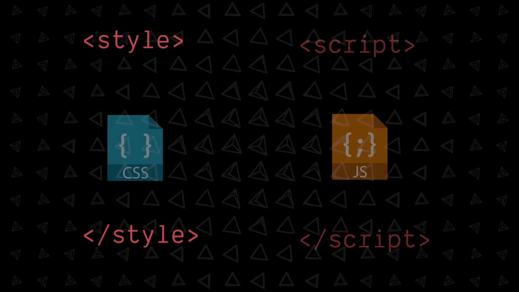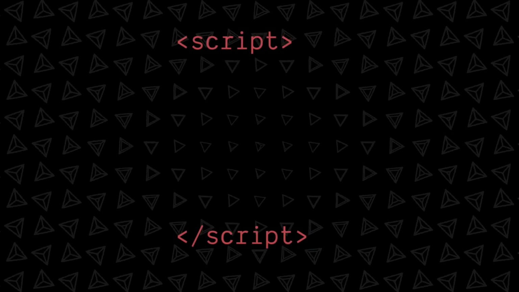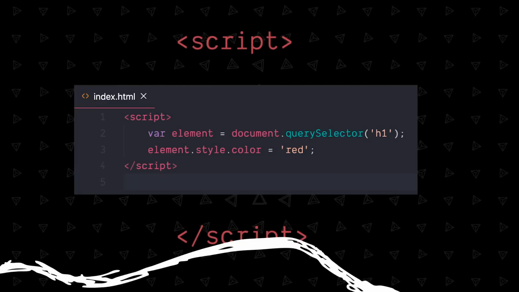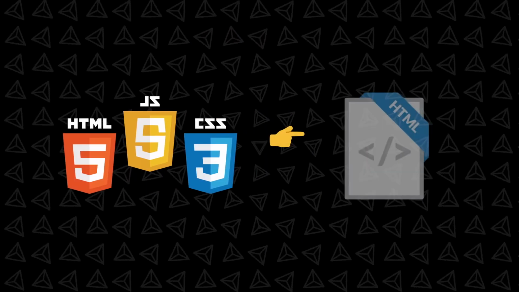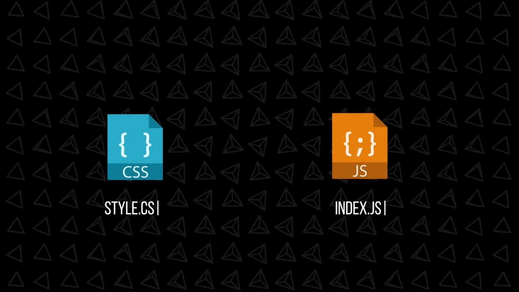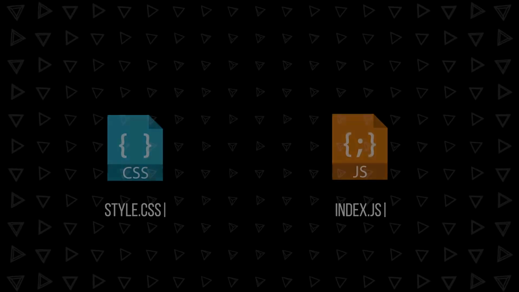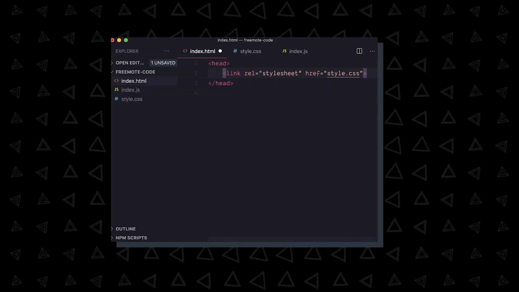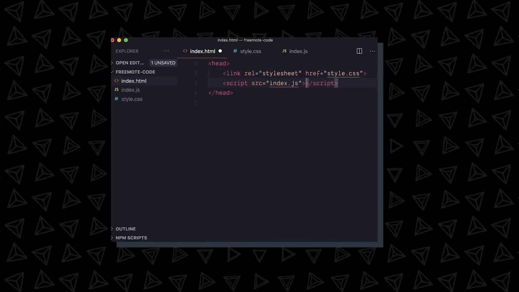Inside style, CSS, and script, you guessed it, JavaScript. So you can write all 3 languages in a single HTML file, but to keep things organized, you should generally separate them. Just make a second file, it's not hard, and then you can import that file, like so for CSS and like so for JavaScript.